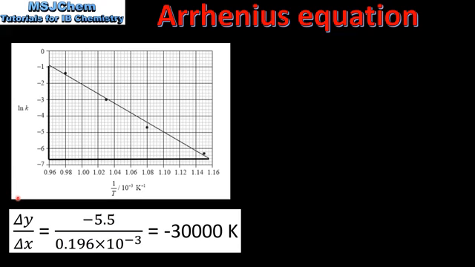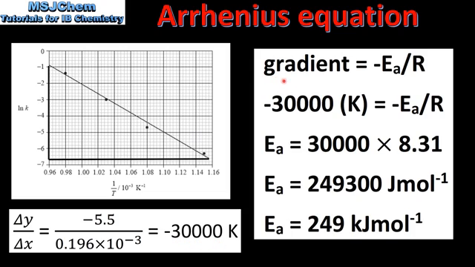Next we look at an example. Here we have a graph of ln k on the y-axis against 1/T on the x-axis. From this graph, we'll calculate the activation energy for a reaction. So we'll start by finding the gradient of the line, which is the change in the y-axis divided by the change in the x-axis. The change in the y-axis is -5.5 and the change in the x-axis is 0.196 × 10^-3. This gives us a gradient of -30,000.